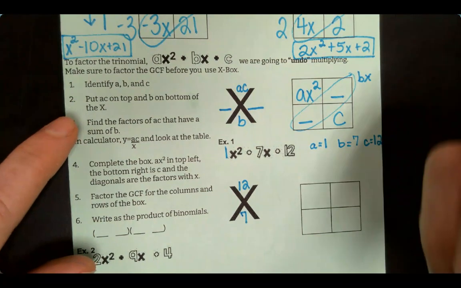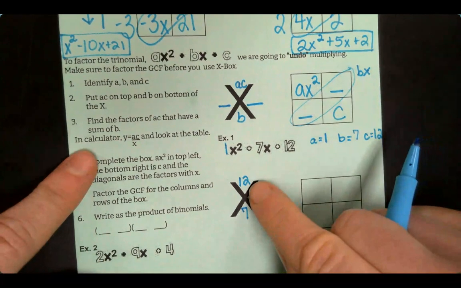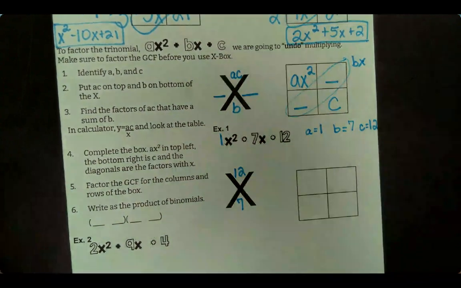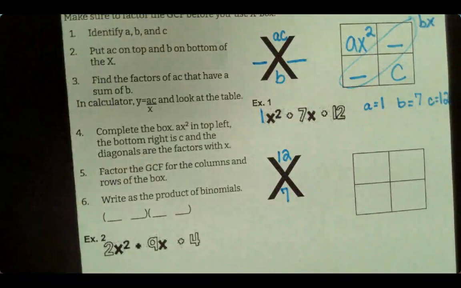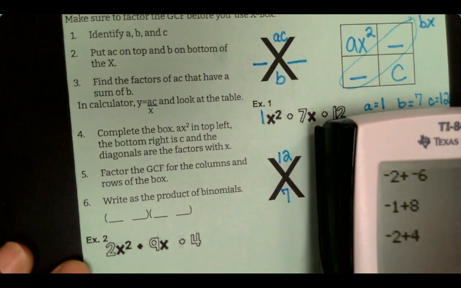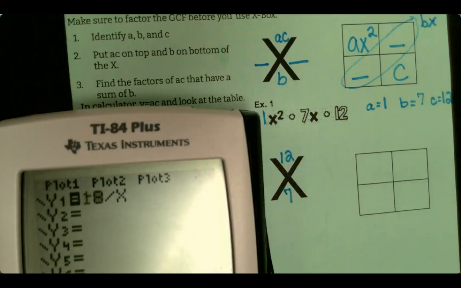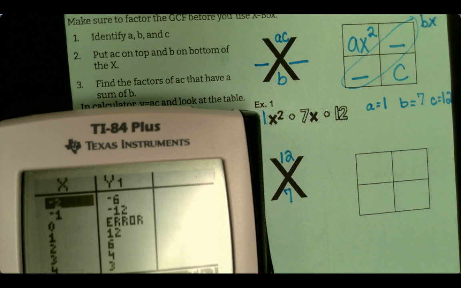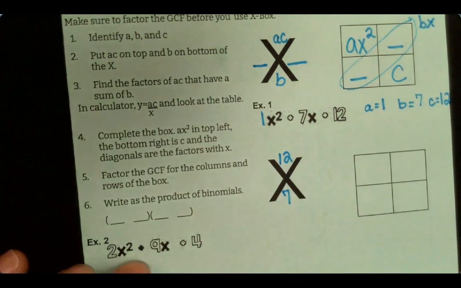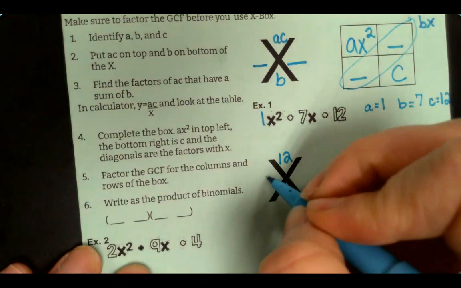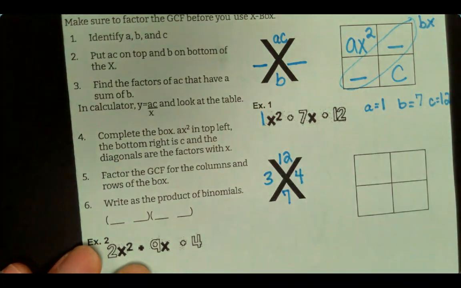So we want to fill out this X with the factors of 12 that give us a sum of 7. So we're just doing X games. What two numbers multiply to get 12, but add to get 7? If you need to, remember you can go here. 4 times 3. So if you do 12 divided by X, and then you look at your table, they're both positive. So yeah, 4 times 3 is 12. 4 plus 3 is 7. So those are the magic numbers. Go ahead and put those in. It doesn't matter the order. 4, 3, 3, 4.